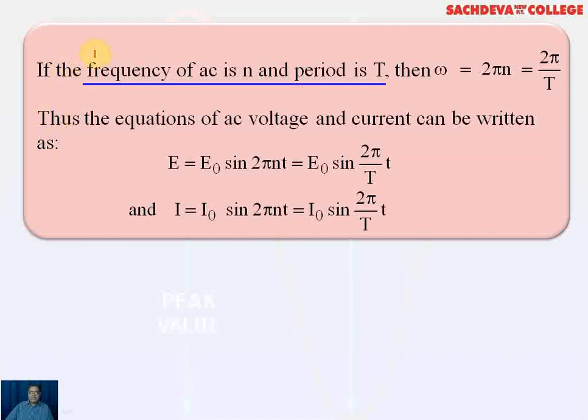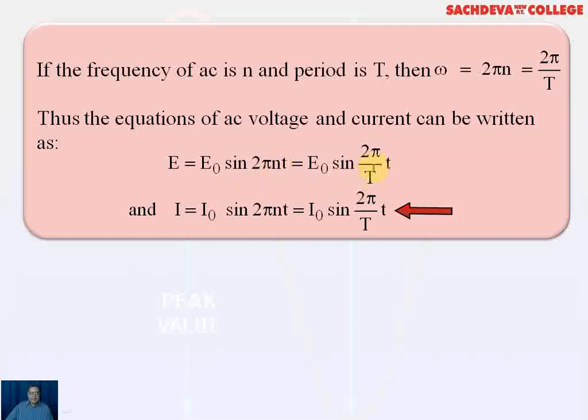If the frequency of AC is N and the period is T, then omega, that is the phase angle rate, will be 2 pi N or 2 pi over T. Thus, the equation of AC voltage can be written as E is equal to E naught sine 2 pi N t, or E naught sine 2 pi by T into t, where N is replaced by 1 over T. When we write capital T, it is the time period, and when we write small t, it is the instantaneous time when the wave is moving.